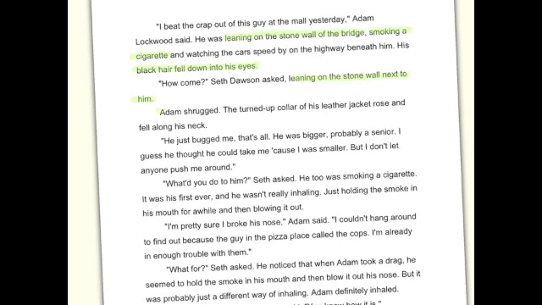We know that Adam shrugs. He turns up the collar of his leather jacket, and it's up along his neck. See, even there are short paragraphs without any conversation that give us information and help us to visualize this better.